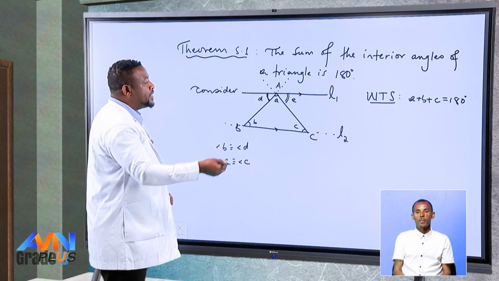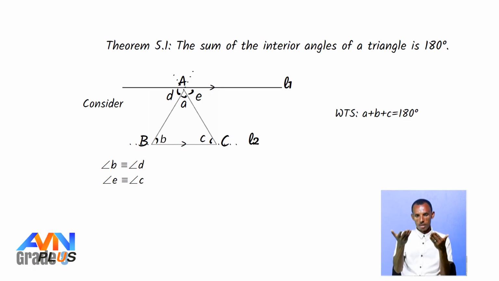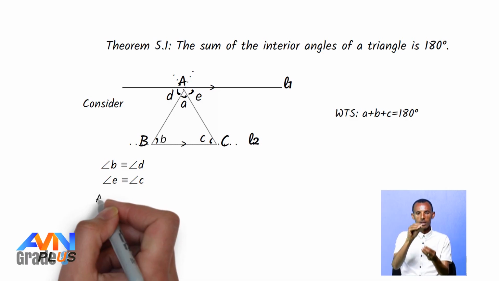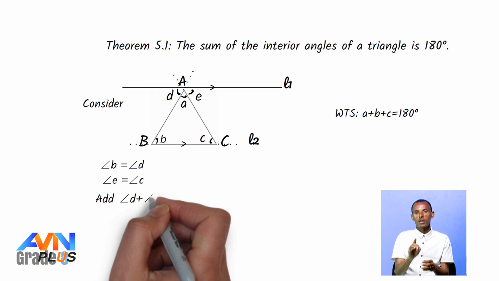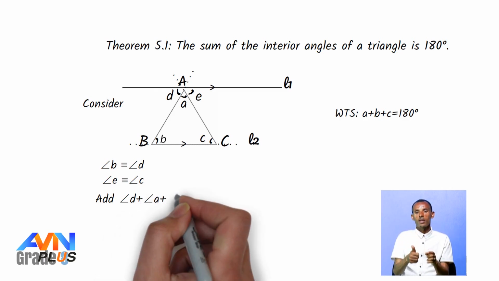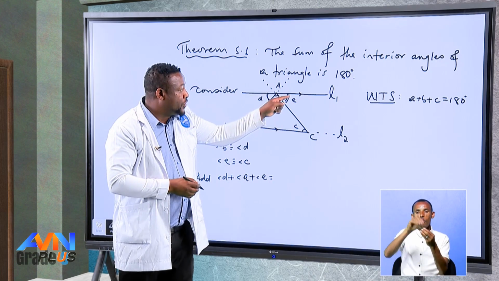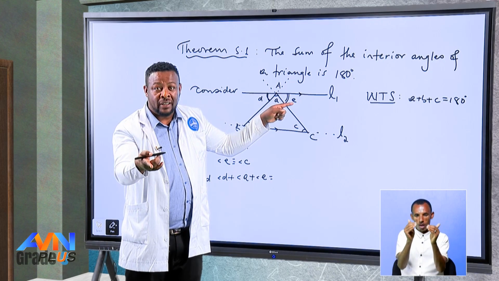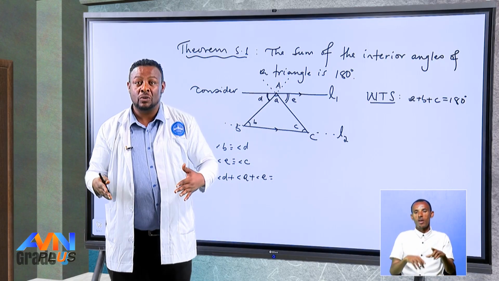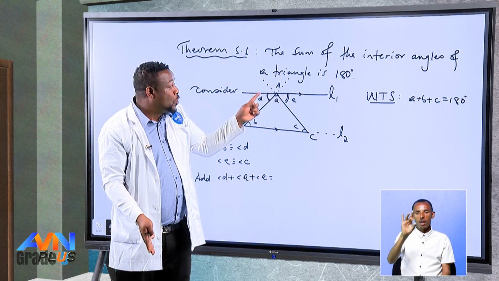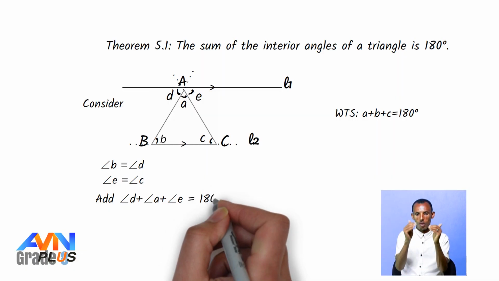Now let us add all these three: angle D plus angle A plus angle E. Clearly, the sum of these three gives us a straight line, and you all know that a straight line forms 180 degrees, right? So these three angles sum up to 180 degrees.